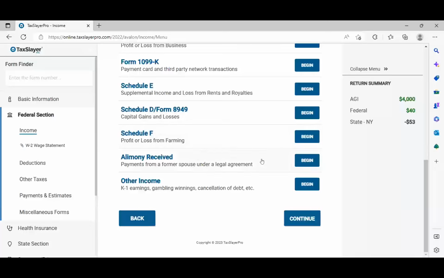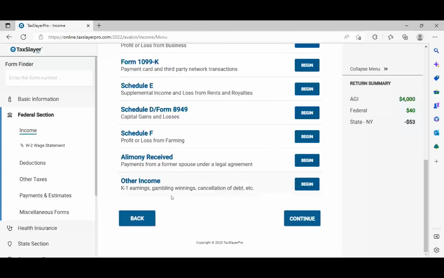Alimony, if it's taxable, we would enter the information here. Any other income, if somebody had a K1, that is a summary from a fiduciary, such as a partnership or a trust, we see that rarely. If you do see that in your travels, reach out to a manager. They'll help you navigate that screen and interpret the information on a K1.